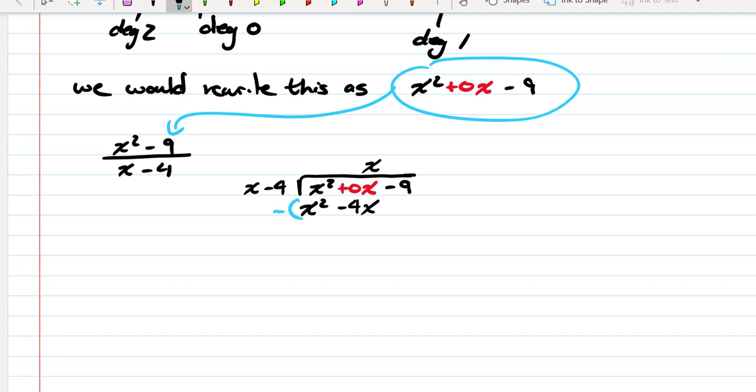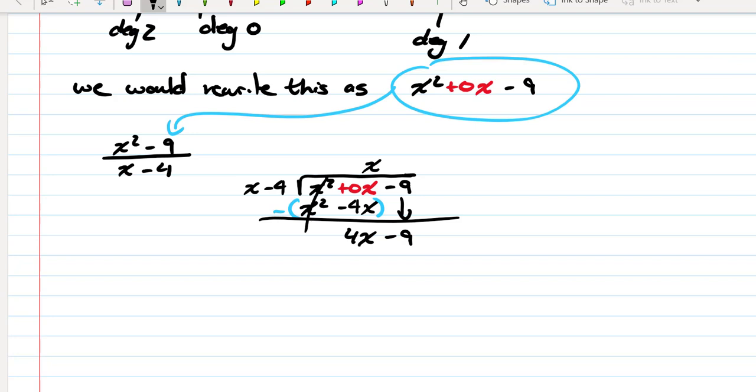We then subtract, and our x squareds reduce out. And then minus a minus 4x makes it positive. So 0x plus 4x gives me 4x. And then I bring down my 9. So it's worth noting at this point, if we didn't fill in that missing term, we would have run into a problem because our columns wouldn't have lined up, and negative 9 and negative 4x aren't like terms. So really what this is doing when we fill those in is it keeps our columns organized so that all of our like terms end up where they're supposed to.